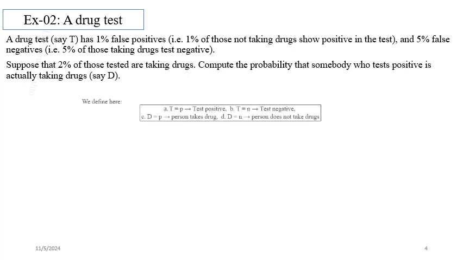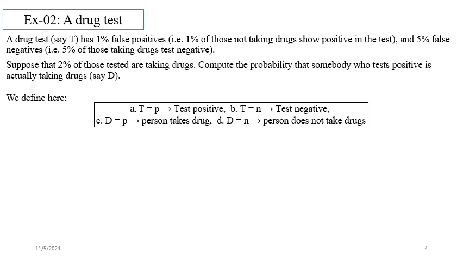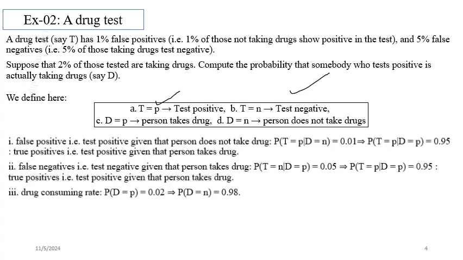actually taking drugs. Again, conditional probability is coming. So you have to set up all those things in the right way. You introduce your events: T equal to P, that means test positive. T equal to N means test negative. D equal to P means the person takes drugs. D equal to N means the person doesn't take drugs. So this is just a way of denoting the associated events.